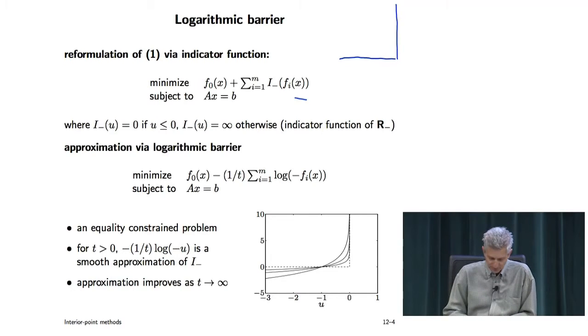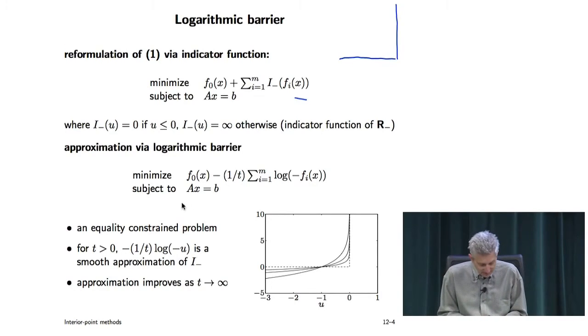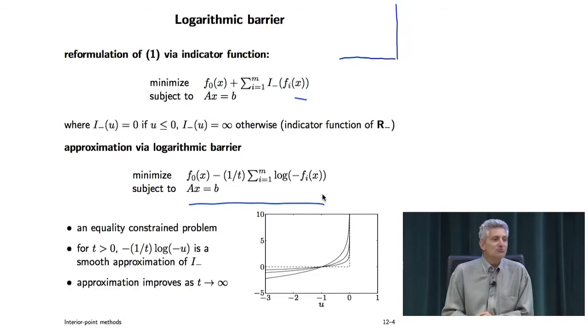So now that problem is Newton ready. That's ready for Newton with equality constraints because it's smooth. And not only that, at least visually, the approximation improves as t goes to infinity. So it looks like we have something that will do the right thing. Everybody got this?